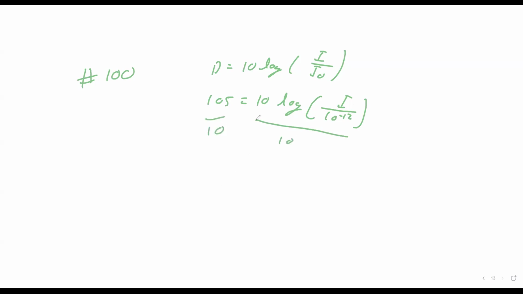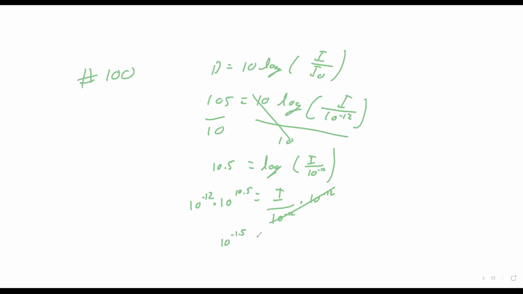So we'll divide by 10 here. Hopefully you see that that says 10.5. Just move the decimal over. And then this will give you log of I over 10 to the negative 12. Using the log rule, this gives me 10 raised to the 10.5 equals I divided by 10 to the negative 12. Multiply both sides. I then get this times this, so you would add. So that's going to be 10 to the negative 1.5.